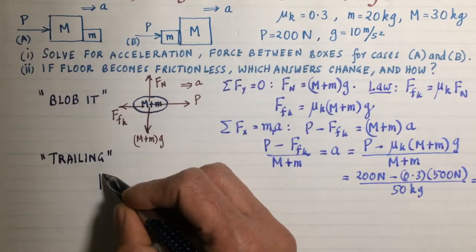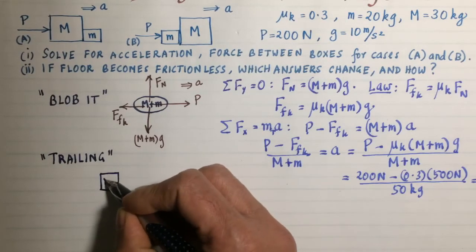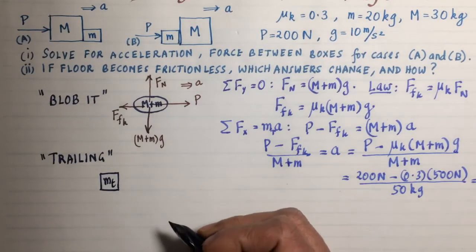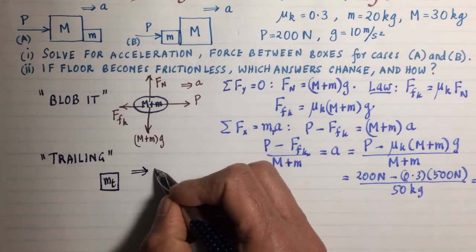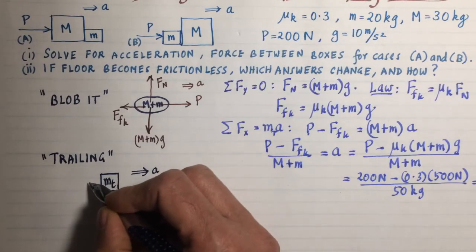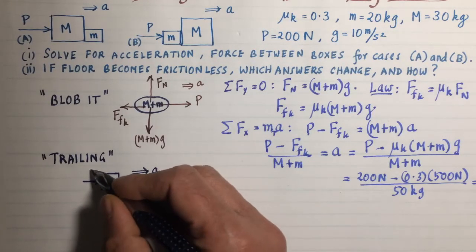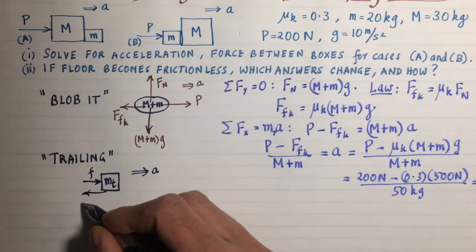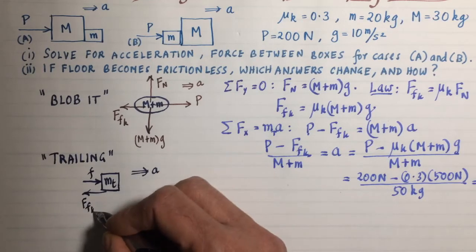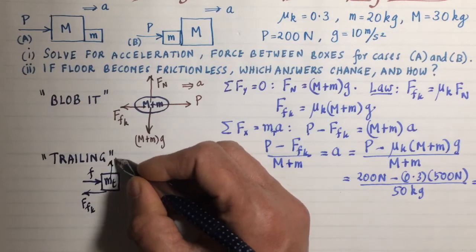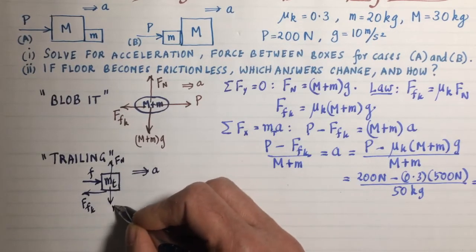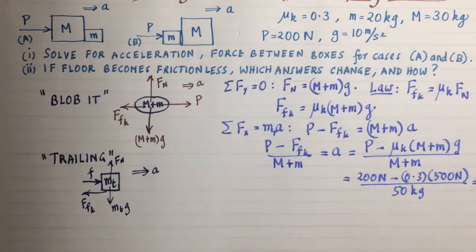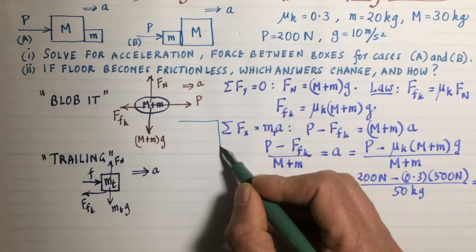So rather than solve the problem twice, I'll just call it mass sub little t for trailing. But in this case, the acceleration is going to be to the right. There's the force between the blocks, which I'm going to call little f, the force of friction, kinetic, there's going to be the normal force, Fn, and there's going to be the weight, which is m sub t times g. Well, exactly as before, let me try to partition this so you don't get confused. I'll block this off.